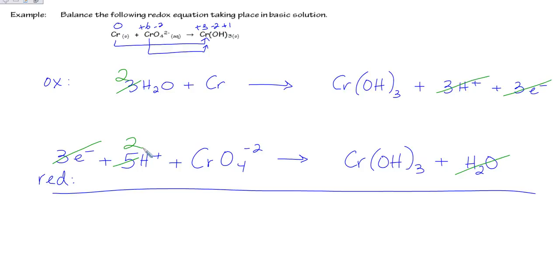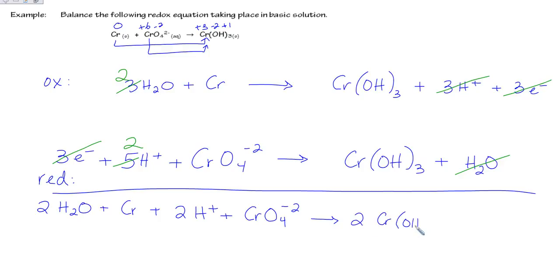All right, I like it. So let's see what this thing looks like. So far, in any order, we would have the 2 waters, the chromium. In the second half reaction, I have 2 hydrogen ions and the chromate ion. The electrons are out. That's as much as I can do on the reactant side. The product side, we can write this as 2 chromium hydroxides. Hydrogen's gone, electron's gone, ooh, water's gone.